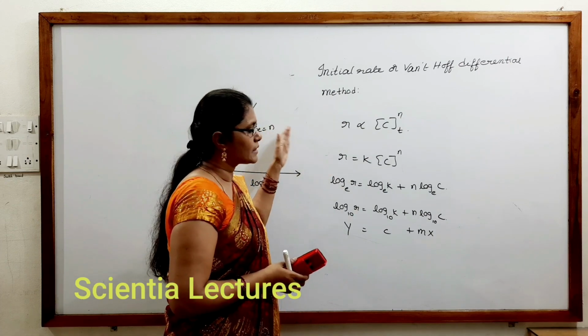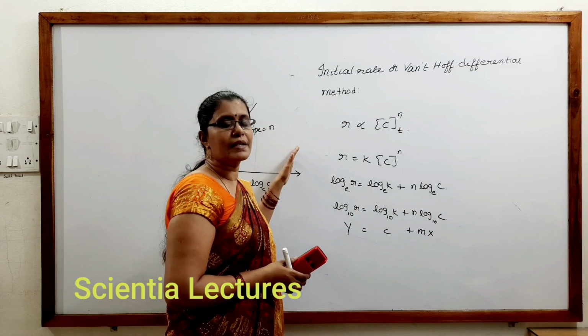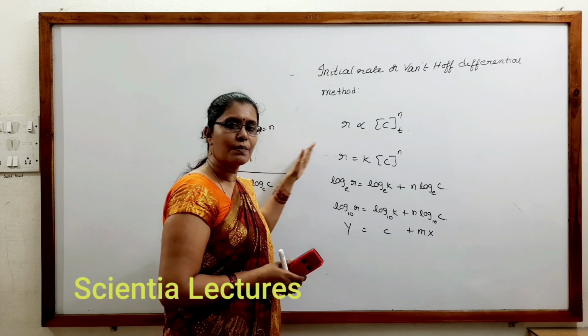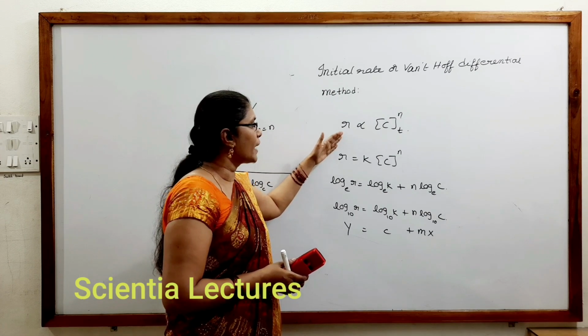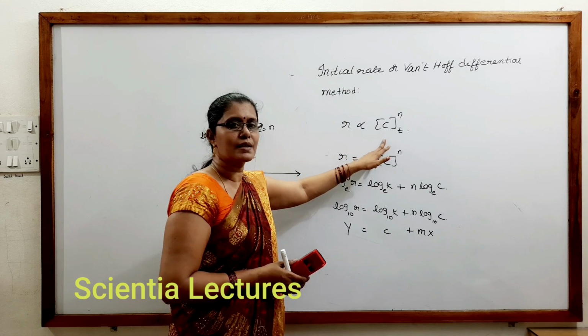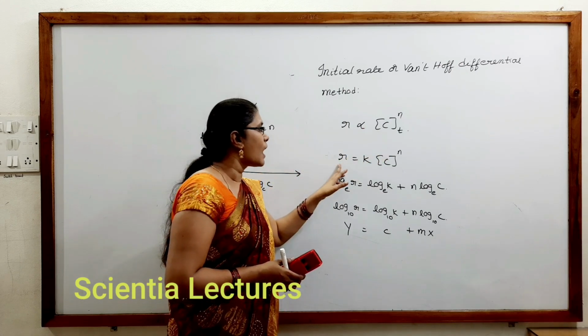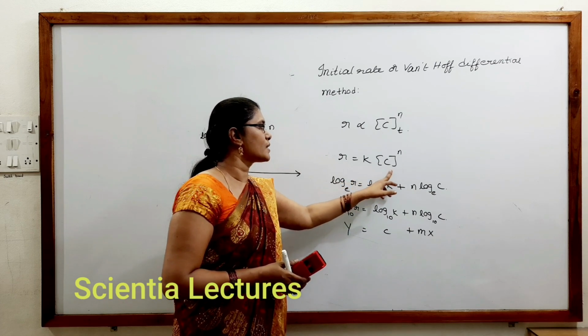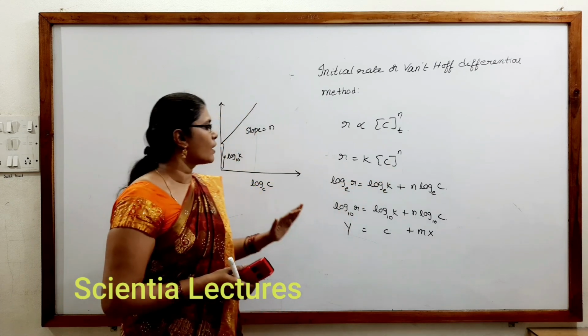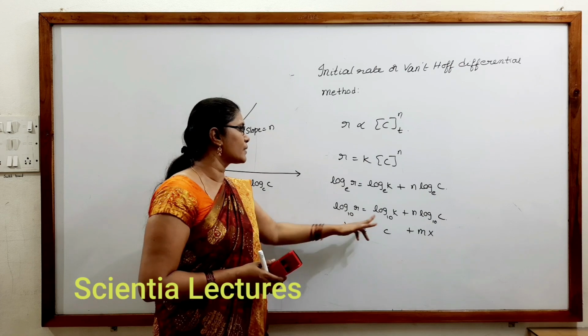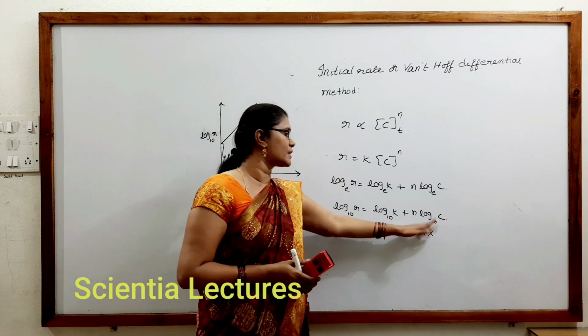We have determined until now the overall order of reactions x, y, z basing on this concept only. Rate of reaction is directly proportional to the concentration of reactant at that instant to the power of n. R is equal to K into concentration C power n. So if you take log on both sides, you will get log base 10 R is equal to log base 10 K plus n log base 10 C.